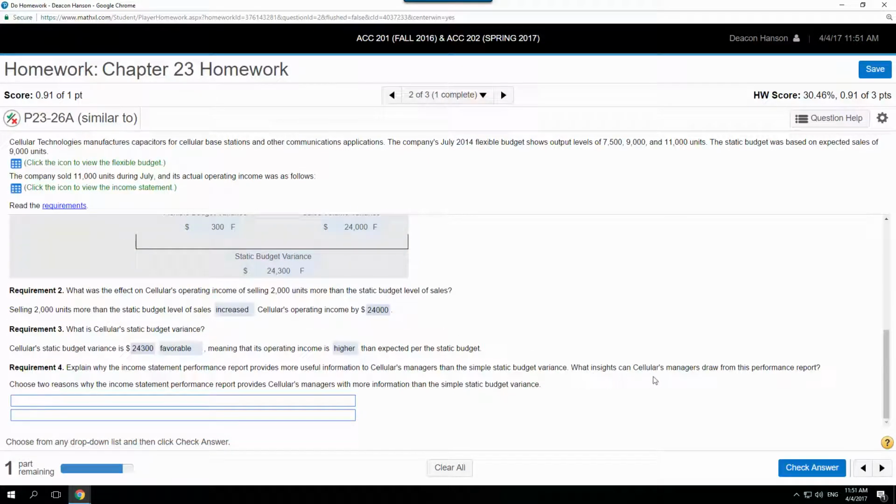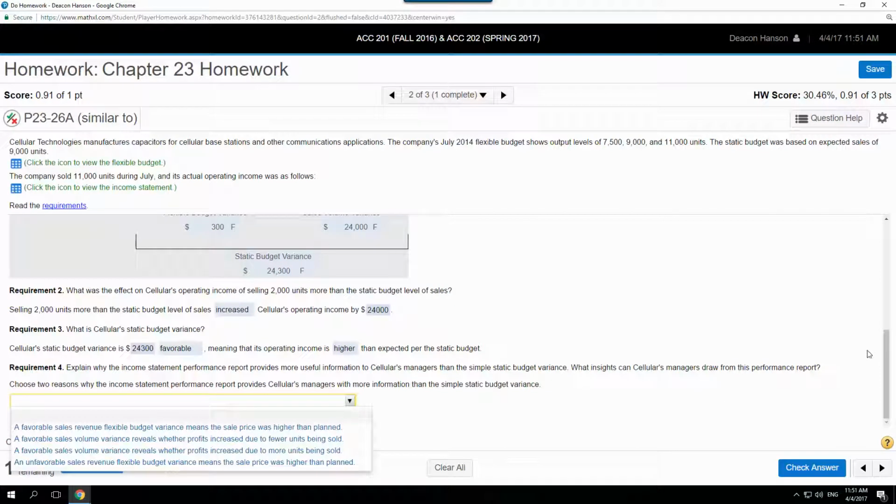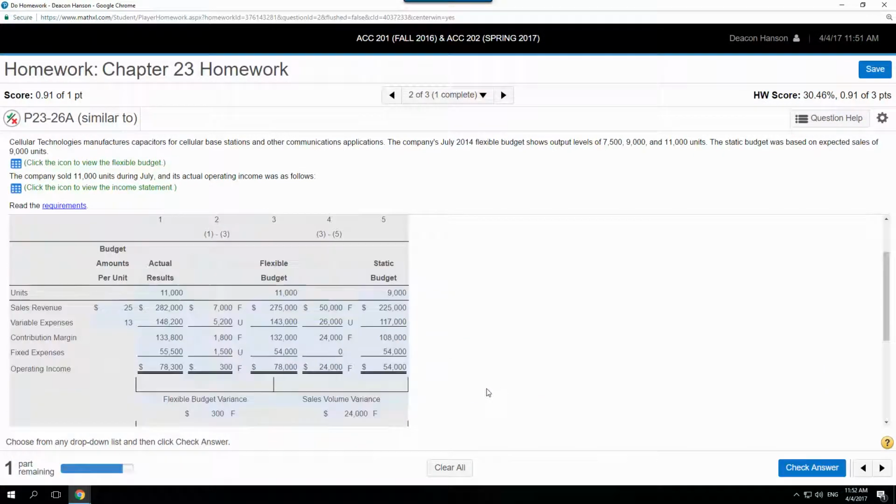And then what insights can Cellular's managers draw from this performance report? Choose 2 reasons why the income statement performance report provides Cellular's managers with more information than a simple static budget variance. So let's see what they offer us. Let's see the first one. A favorable sales revenue flexible budget variance means the sales price was higher than planned. That's a possibility. Let's come back up. Favorable sales revenue flexible budget.